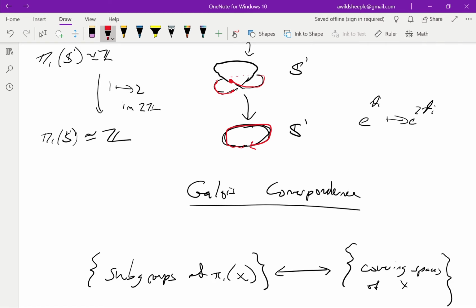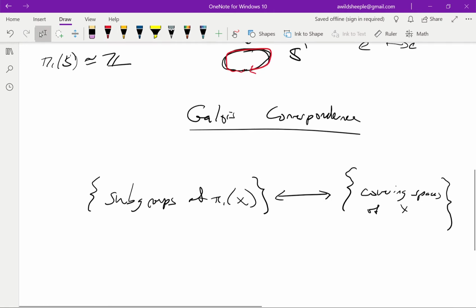So it doesn't close anymore. It's only half of a loop, and you have to go around twice in order to make a closed loop. That's what's happening. This is the general procedure for constructing covering spaces.